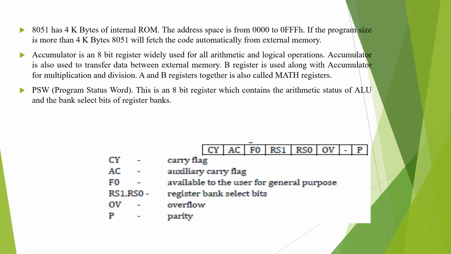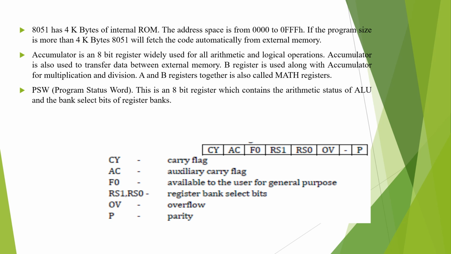Okay. There is an 8-bit accumulator register, and it is widely used for arithmetic and logical operations. The accumulator is also used to transfer data between external memory. Register B, because I have already said that register B has extra facilities in the case of 8051, is used along with the accumulator for multiplication and division operations.